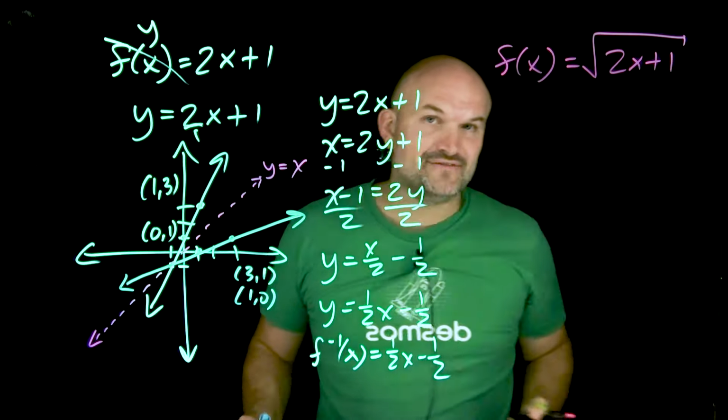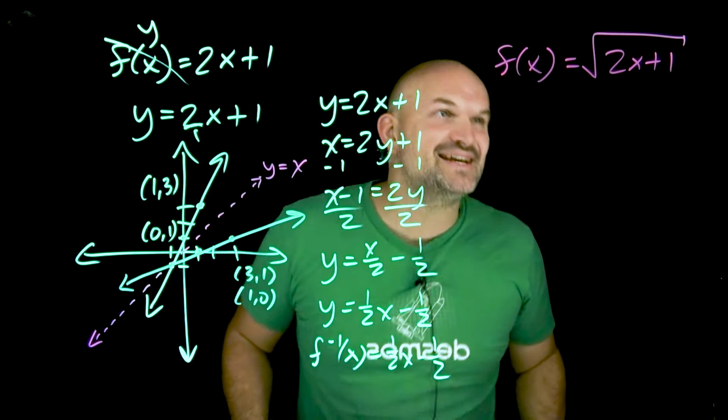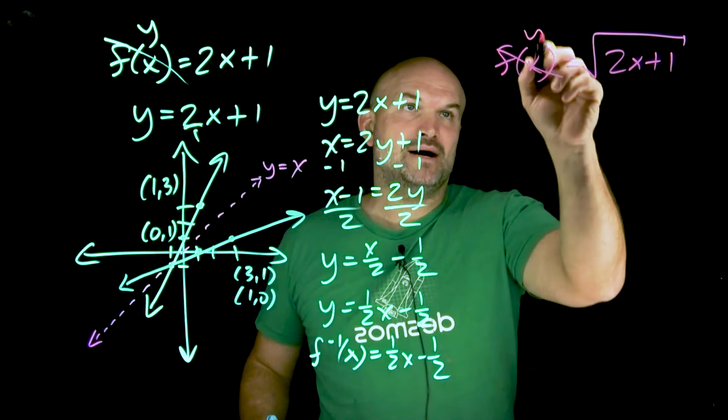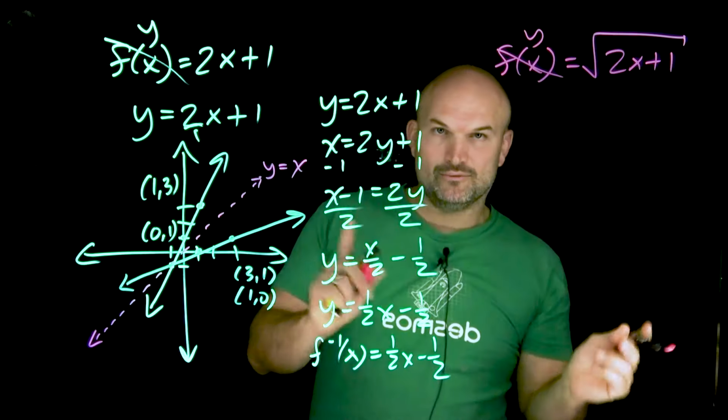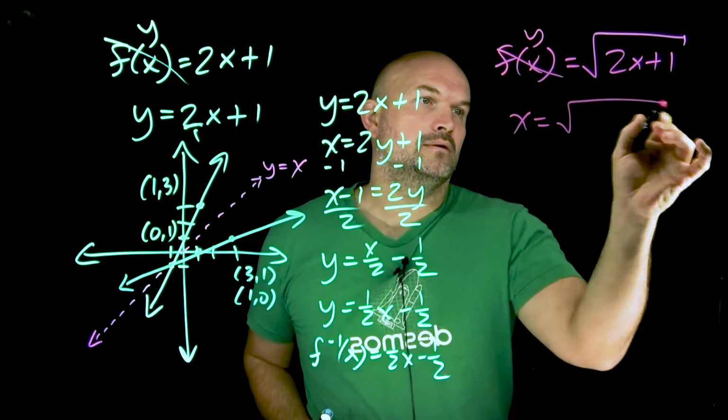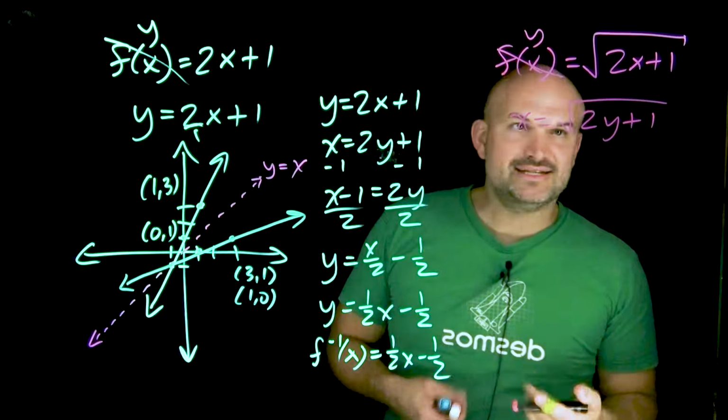All right, so now we have f of x equals the square root of 2x plus 1. Again, we're going to follow the same process. We're going to replace f of x with a y, and then swap the x and the y, because that's the one thing we need to know. And then now we just need to solve for y.